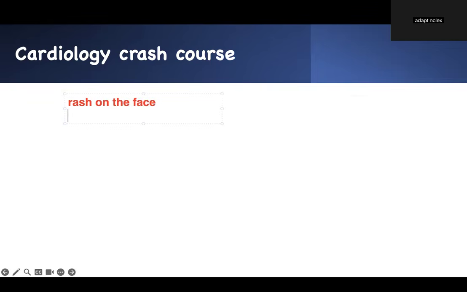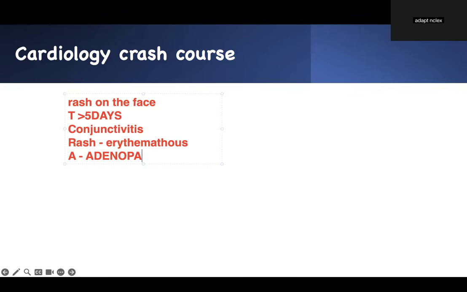And what is the problem? Patient has temperature over 5 days. Temperature is more than 5 days. He has bilateral conjunctivitis, and this rash is erythematous. He has large nodes, adenopathy on his neck. The lymph nodes are big on his neck.